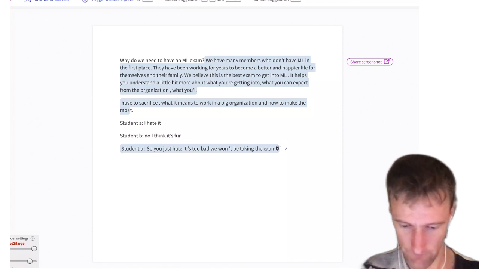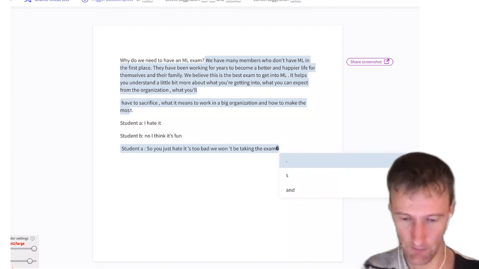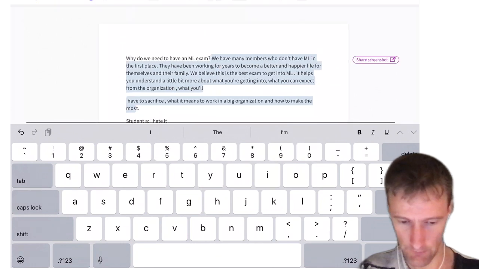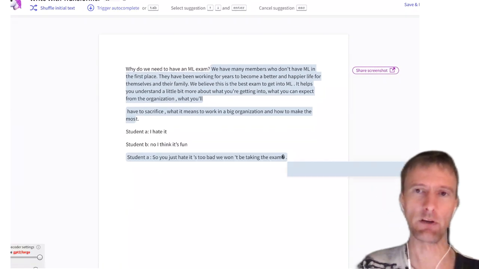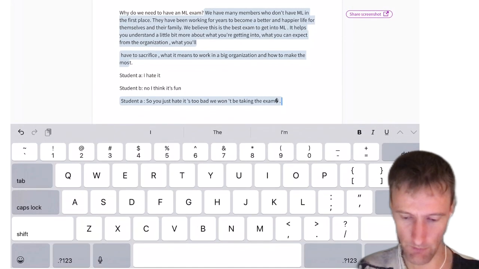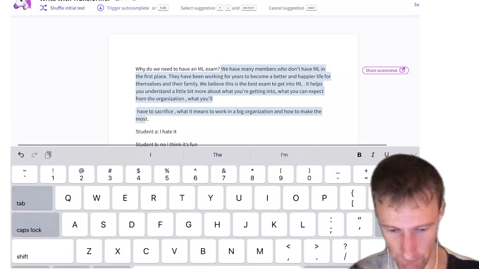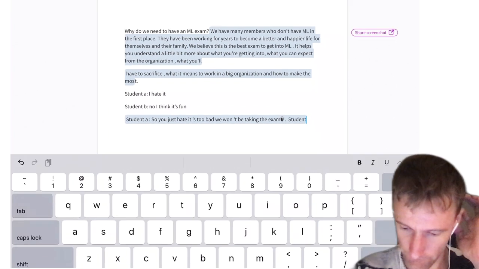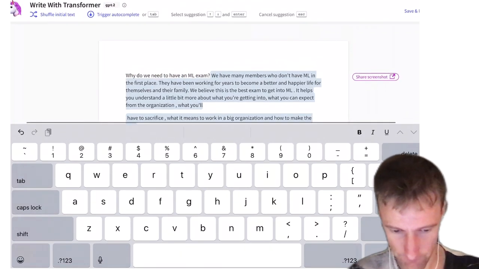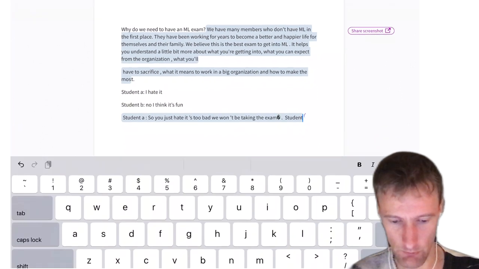So this can have conversations, so then it can also be used as a conversational agent on the web. And now I think it's done with a sentence, and now it will maybe switch to student B again. So yes, it's mimicking a whole conversation.